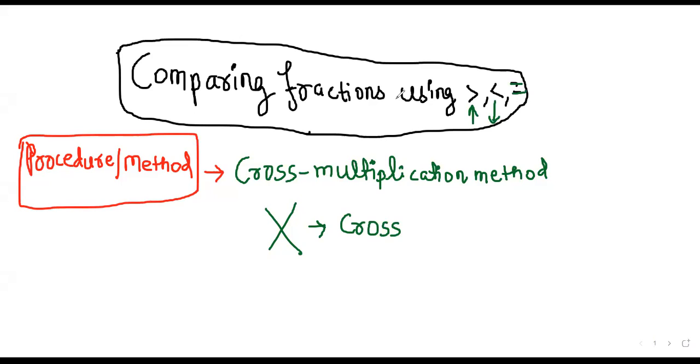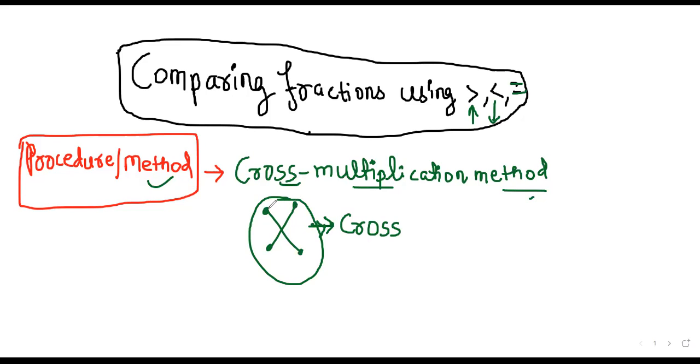So the best method for comparing fractions is called the cross multiplication method. Let's figure out what cross multiplication is going to be like. For the cross multiplication method, you just need to go ahead with this symbol. This is called a cross. It is equivalent to the symbol of multiplication. So you need to go ahead with the ends of this cross. One end is this, and one end is this, one end is this, and one end is this.